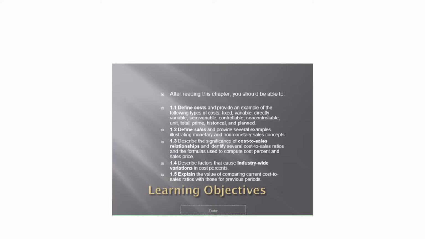Cost percentages are actually really important. It's important that we understand them because it's something that's going to be reoccurring over the course of this course. We'll also be able to describe why there are variations in cost percentages between restaurants. So we'll be able to identify industry-wide variations in cost percentages. And lastly, we'll be able to explain the value of comparing current cost percentages or cost to sales ratios with those of a previous period.